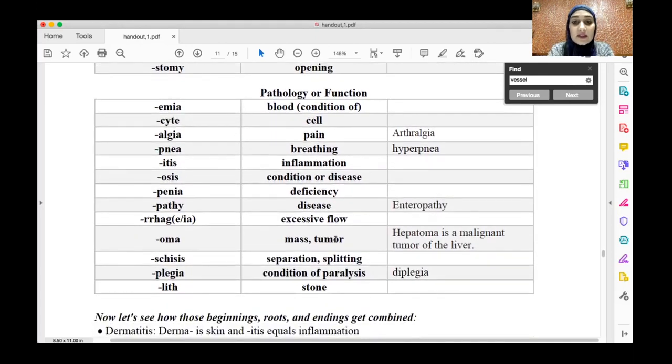Some suffixes refer to pathology or function, like emia means blood. Cyte means cell. Algia means pain.